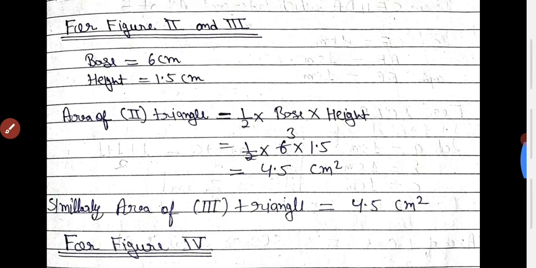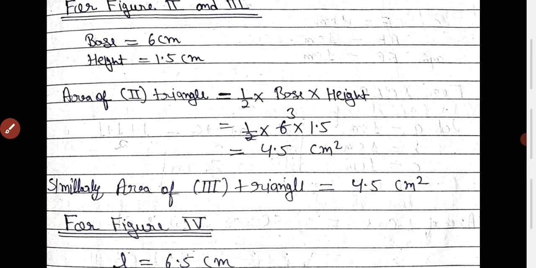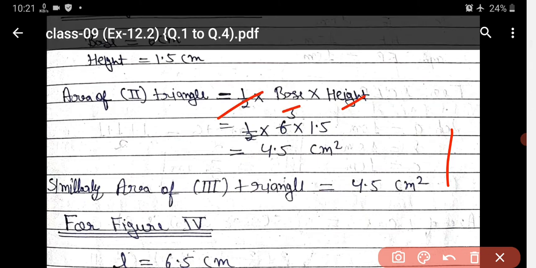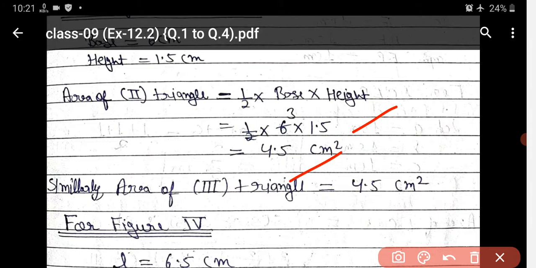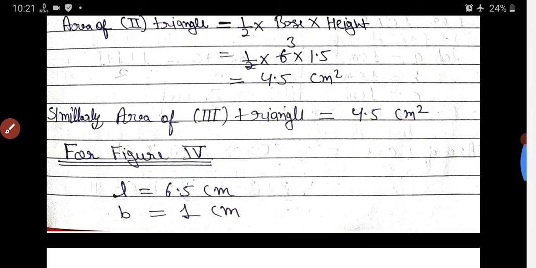So the area of the second triangle. What is the area of the second triangle? Half into base into height. So put the value of base 6 and height 1.5. Just cut: 2 ones are 2, 2 threes are 6. That is, you have to multiply 3 by 1.5: 15 times 3 is 45, and you have to put 1 decimal place. It becomes 4.5 centimeter square. As the dimensions of the third triangle are also the same, there is no need to calculate again. The area of the third triangle is equal to 4.5 centimeter square. Directly you can write it because all dimensions are the same.